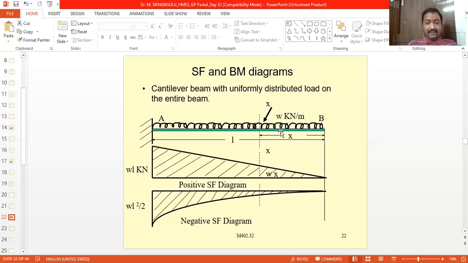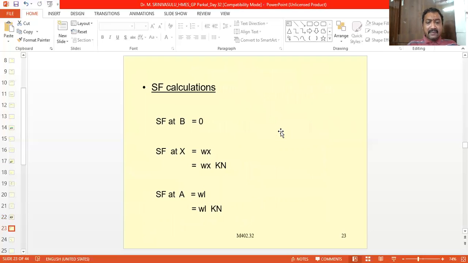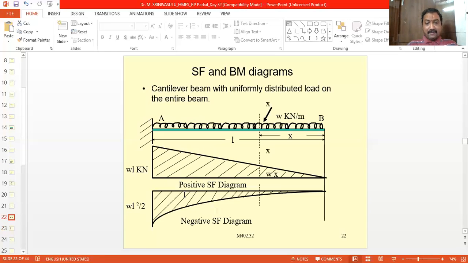So W into L, or we can substitute x is equal to L at point A. Therefore the shear force at point A is equal to W into L, WL kilonewtons. Now at point B it is equal to 0, at x it is equal to W into x, and at point A it is equal to W into L. So all are positive values.